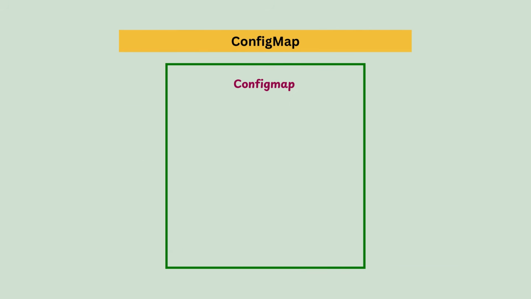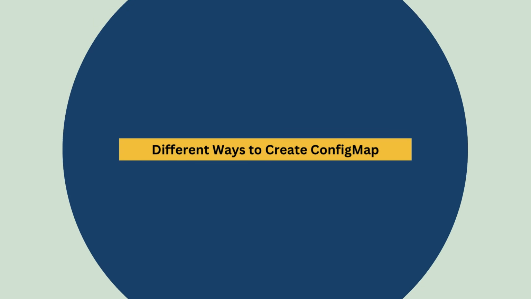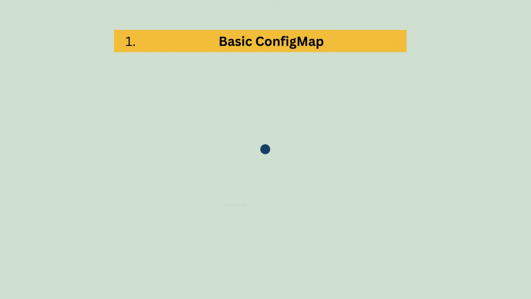Config maps are also flexible. You can plug them in as environment variables or mount them as files. Think of it like a remote control for your application. You are not changing the TV itself, just adjusting how it behaves. Let's check out different ways we can create config map.